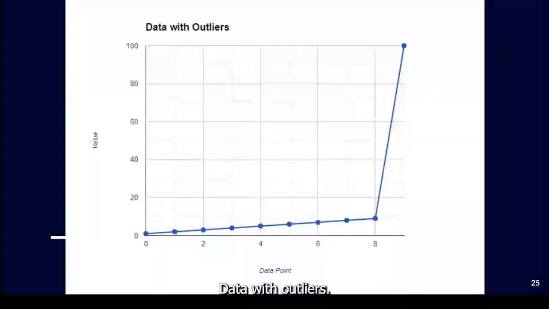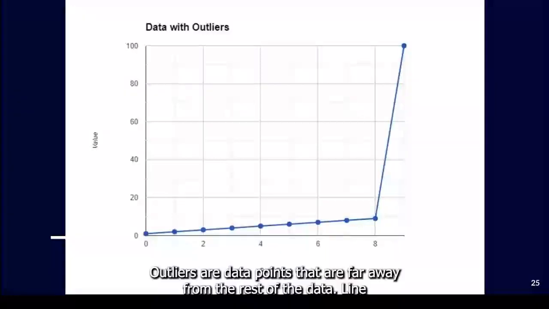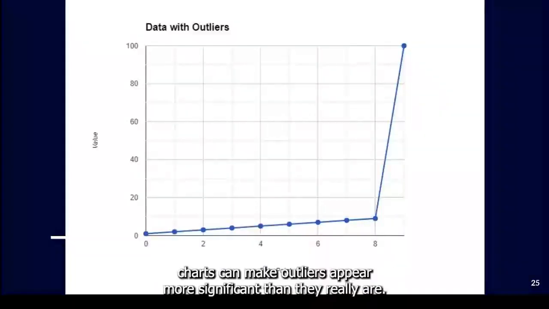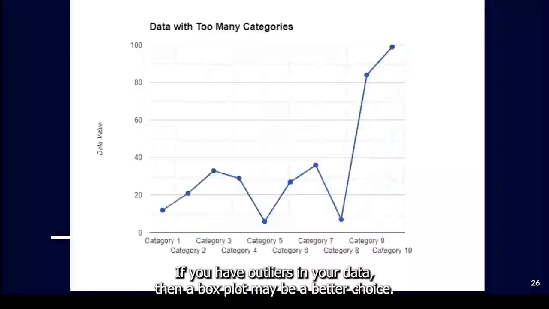Data with outliers. If your data has outliers, then a line chart may be misleading. Outliers are data points that are far away from the rest of the data. Line charts can make outliers appear more significant than they really are. If you have outliers in your data, then a box plot may be a better choice.